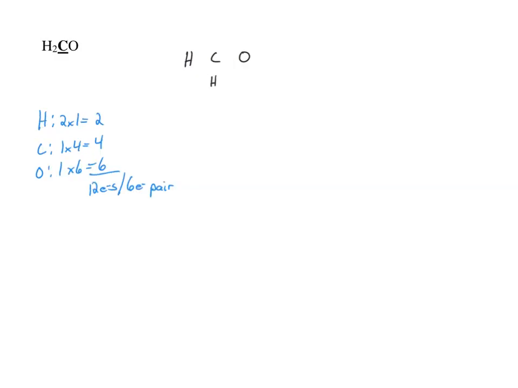This compound is formaldehyde. We see that we have 12 electrons. That means 6 electron pairs. We can connect up our center atoms to our outside atoms. Now we want to complete the octet of the outside atoms. We see that both hydrogens have a complete octet. Remember, they only need 2 electrons for an octet. Oxygen needs an octet. We've only used 3 of our 6 electron pairs. We can use our remaining 3 electron pairs to complete the octet on oxygen. Now we are out of electrons.